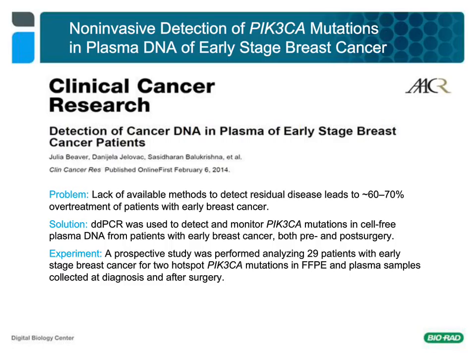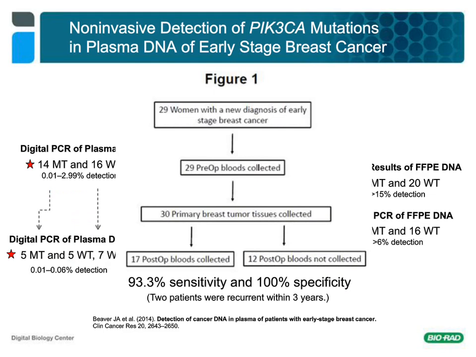Typically, patients with early-stage disease have surgery to remove the tumor, then chemotherapy. However, 60 to 70% of these patients are treated with chemotherapy when surgery alone would have cured them. To prevent overtreatment, this group decided to look into whether or not the patients being treated were necessary. 29 patients were enrolled in this prospective study.